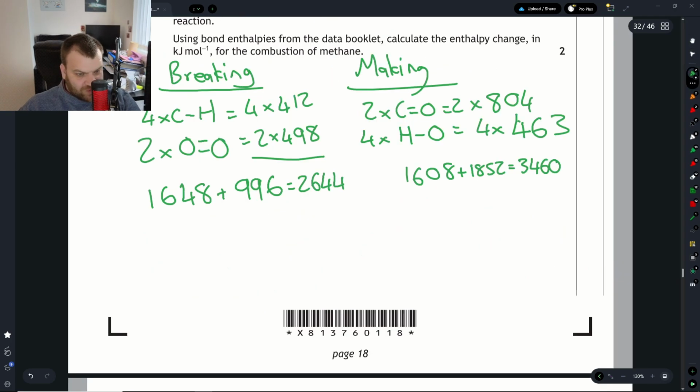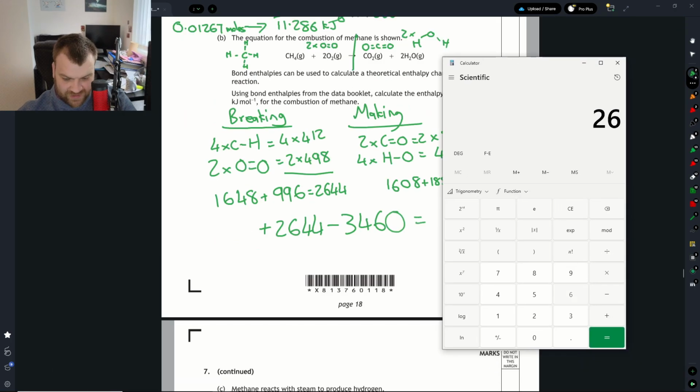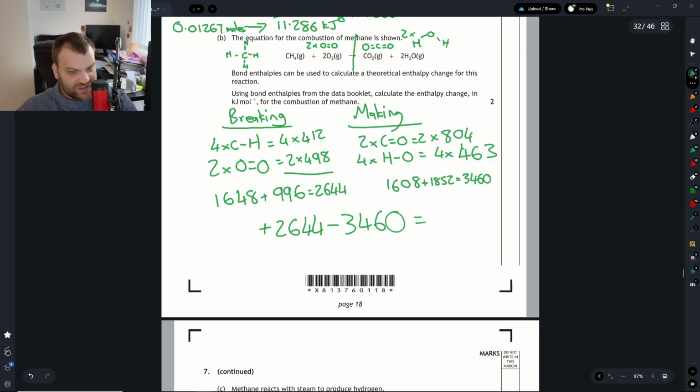To break bonds, you have to put energy into it. This makes that a positive enthalpy change. When you make a bond, you release energy, which would mean we'd release 3460. And popping that into our calculator gives us our final answer of minus 816 kilojoules per mole.